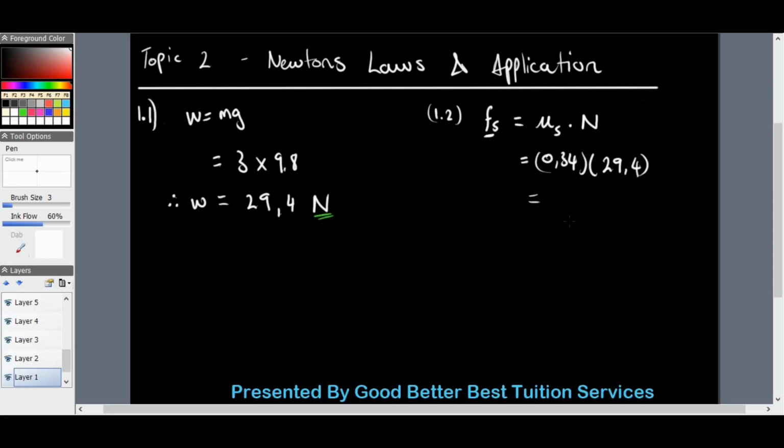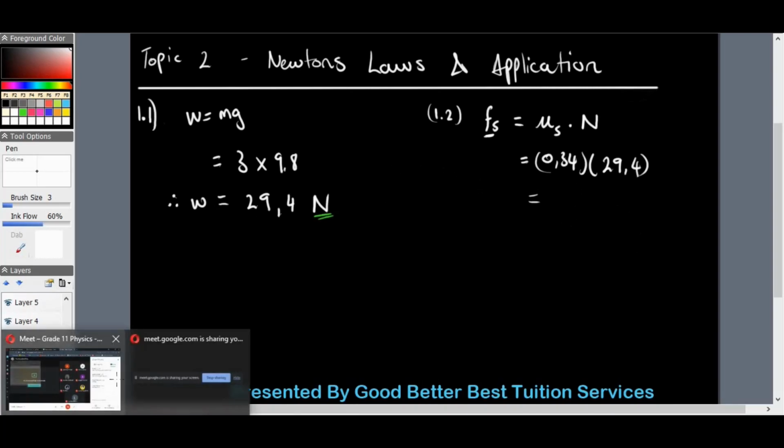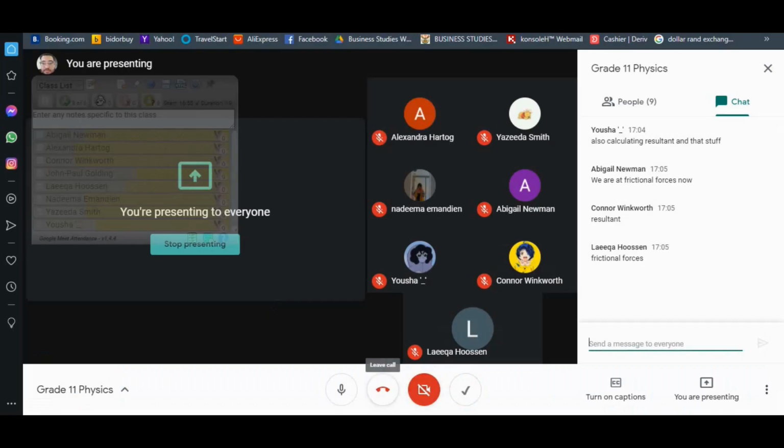Easy calculator work. Let's see if anything comes in the chat. No, nothing.